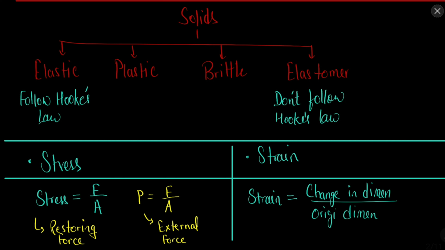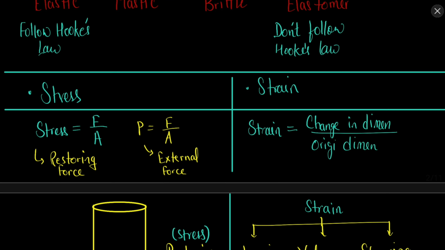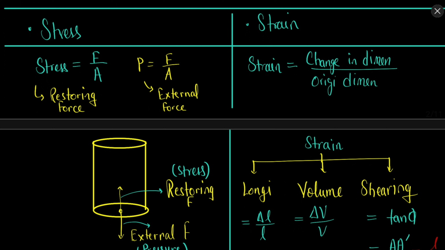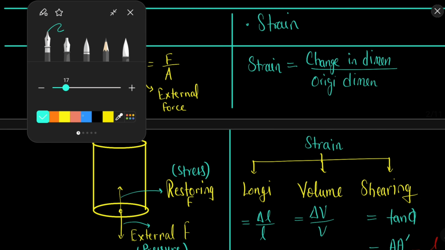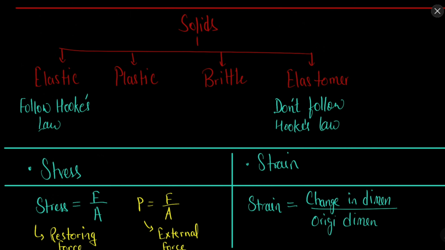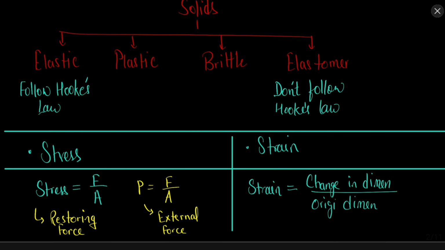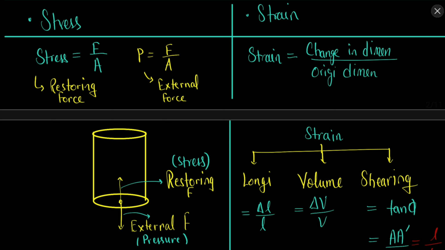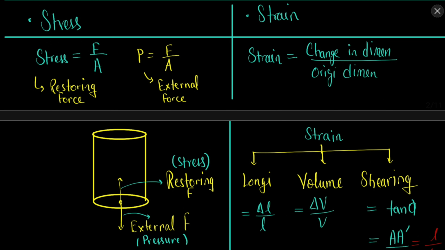In order to properly understand these properties, we need to understand two terms. One term is stress and another term that we need to understand is strain. So what are stress and strain, and then after that we will understand these four types of solids, the different properties that the solids show. The formula of stress is force upon area.